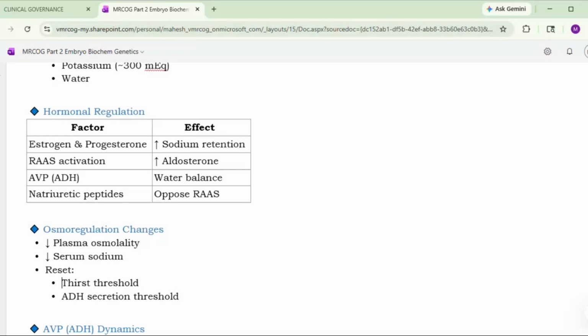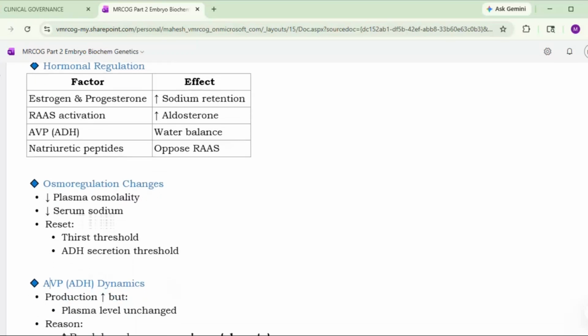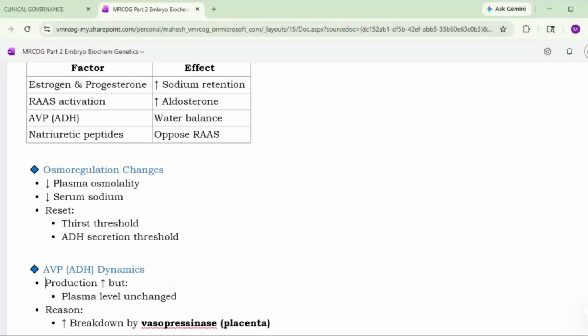There is osmoregulation during pregnancy. There is a decrease in the plasma osmolality and decreased sodium level. The blood volume increases, plasma volume increases; though the sodium level is increased, there is a disproportionate increase of the plasma, so the sodium level will be decreased. Not only that, the plasma volume is increased, so plasma osmolality will be reduced. So what happens? There is a resetting of the thirst threshold as well as the ADH secretion threshold.